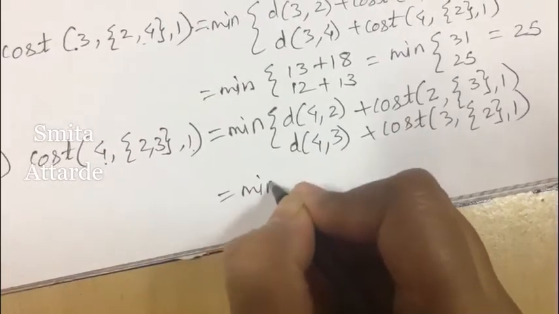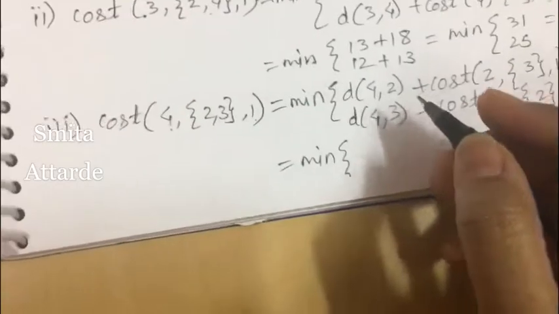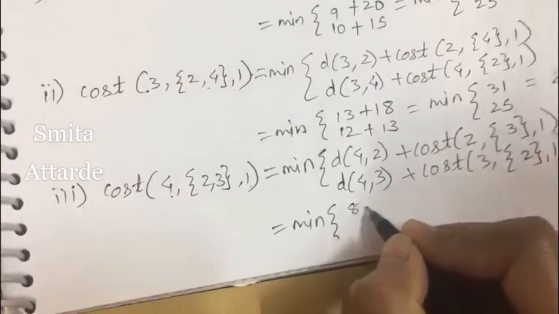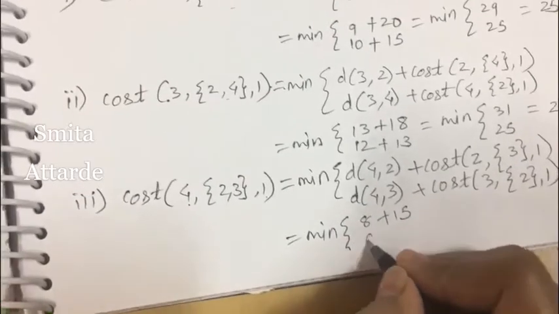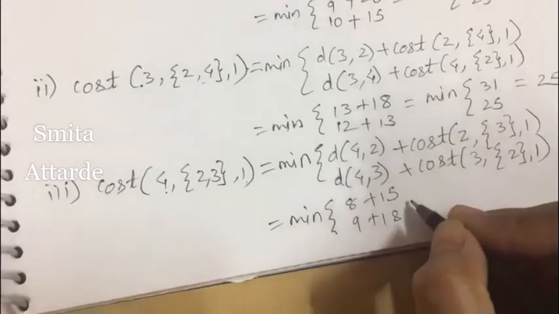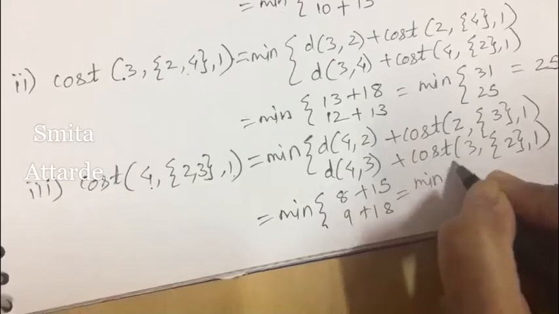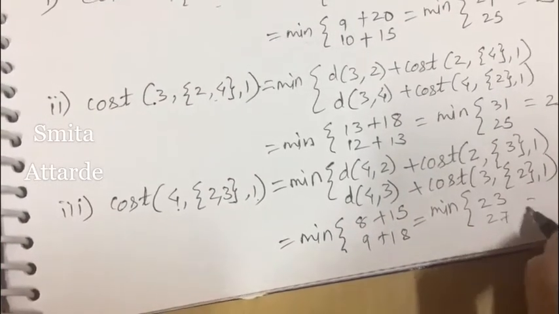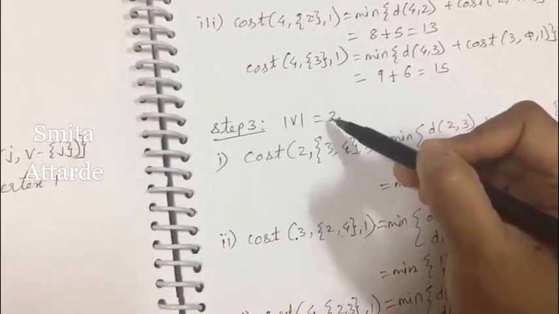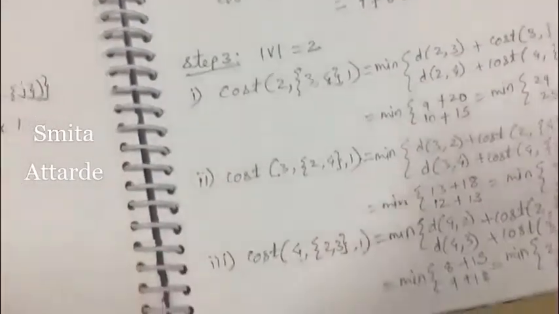So we get here min of 8 plus 15 and here 9 plus 18. So min here 23 and 27, so we get the minimum value as 23. So this is the step 3 when the intermediate vertices are 2.